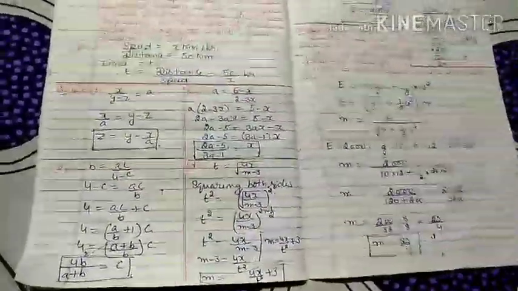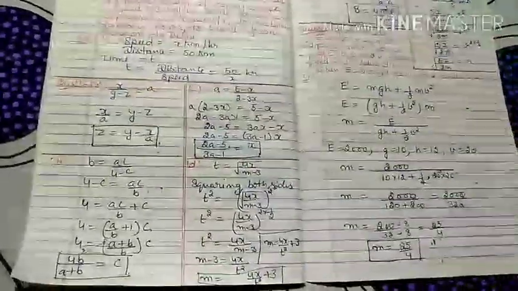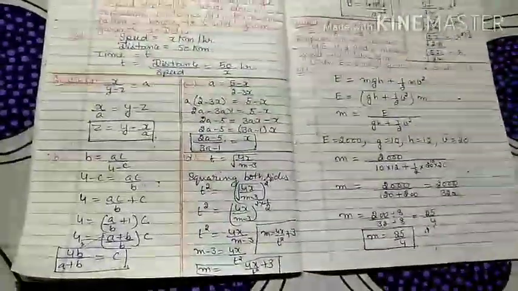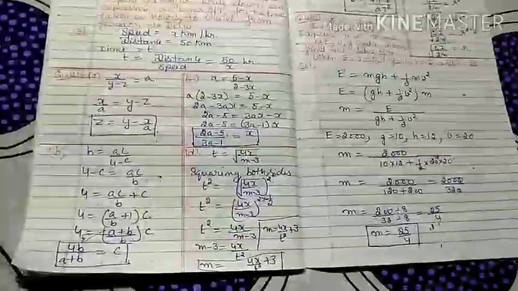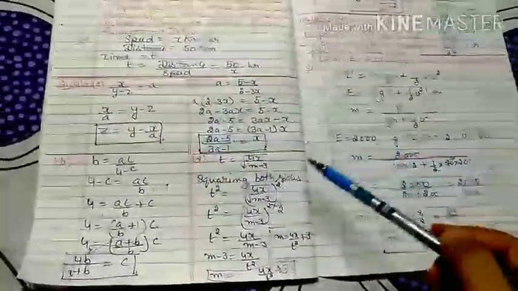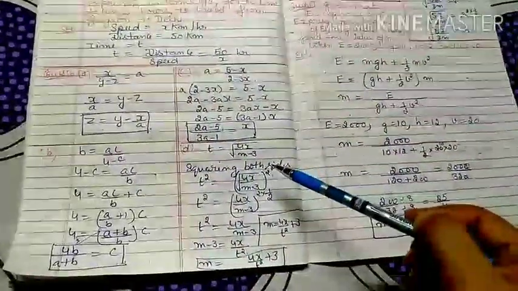Remember one thing: whichever variable you have to extract, you should keep only that variable on one side and the other terms shifted, according to the rule, one by one to the other side. Now your next, 16th question, D part.